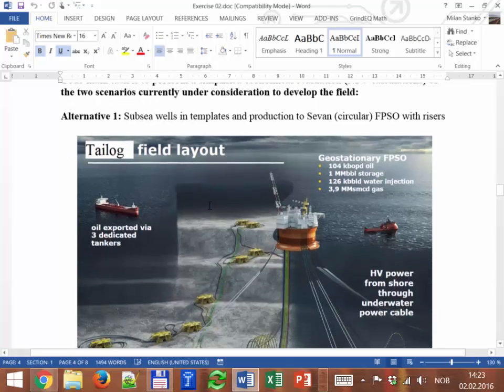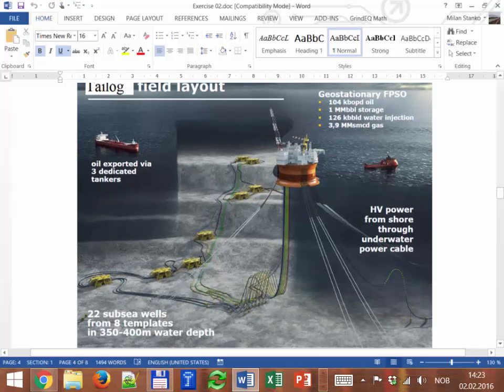One of them is with a circular type Sevan platform, where you have the subsea templates, you have the subsea wells, and then you have some flow lines that take the production all the way to the FPSO. And then from there you have a tanker that is shipping the crude all the way to the market. And the gas and the water is being re-injected.